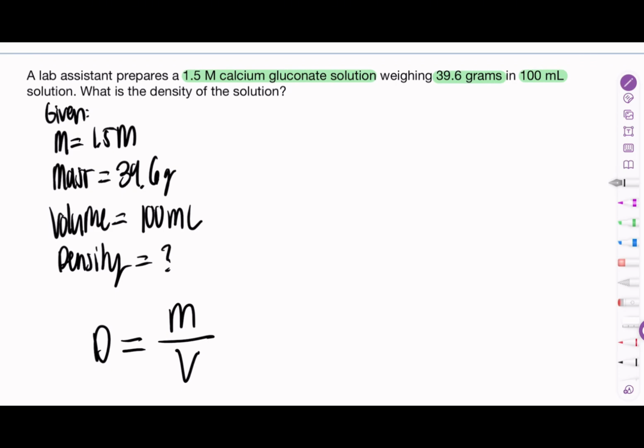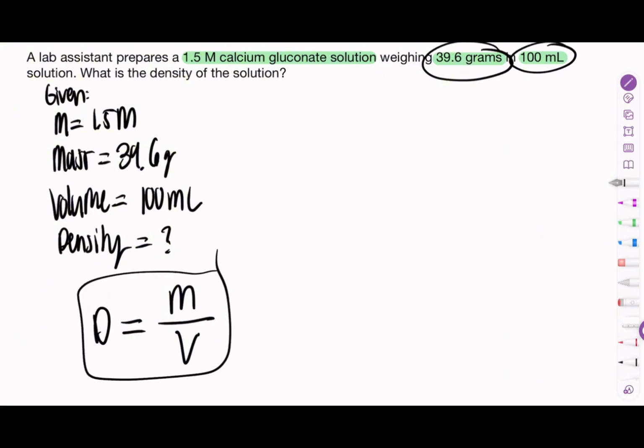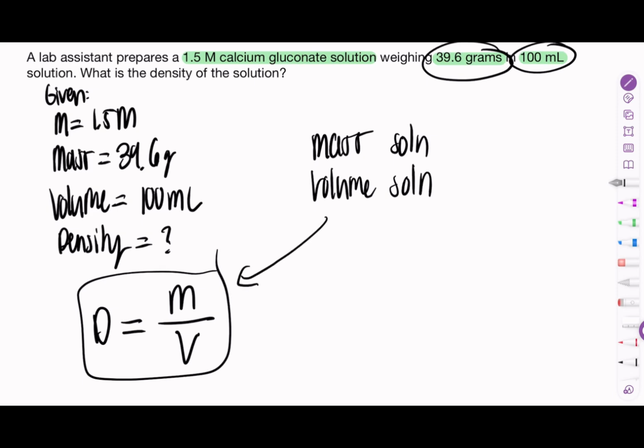But we can't yet use the formula if it is stated that this 39.6 grams, for example, is only for the solute and not for the whole solution. And if the volume is only for the solvent but not the whole solution. So in order for us to use the formula, we first find the mass for the whole solution and the volume for the whole solution before using this formula.